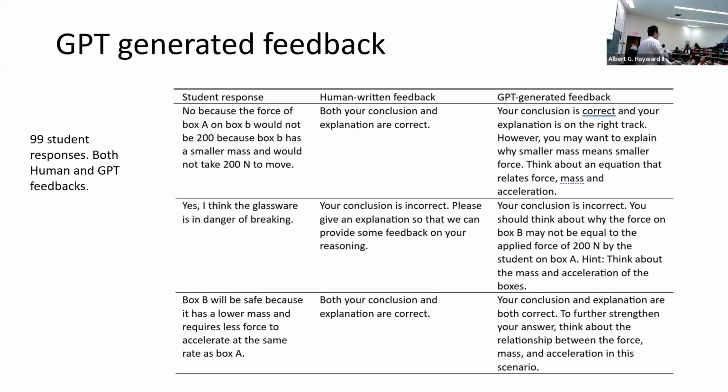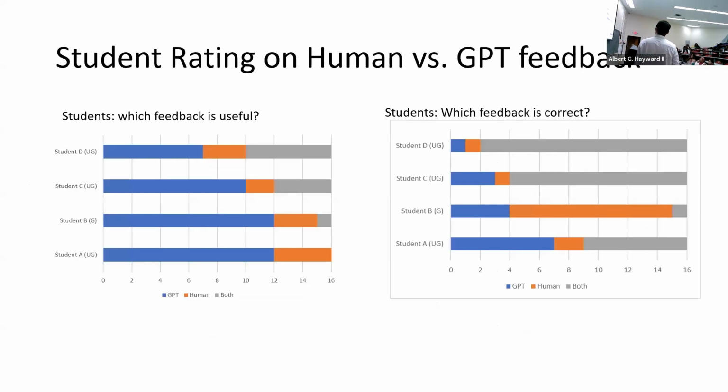So we collected all those 100 responses, and we gave a couple of the students who had answered those questions, who were gone by the time we figured out how to do it. So we had 4 student volunteers and asked them, if you were a student in this class, how would you rate all those feedbacks? And here's the result. This is blue GPT, orange is human, gray is both.